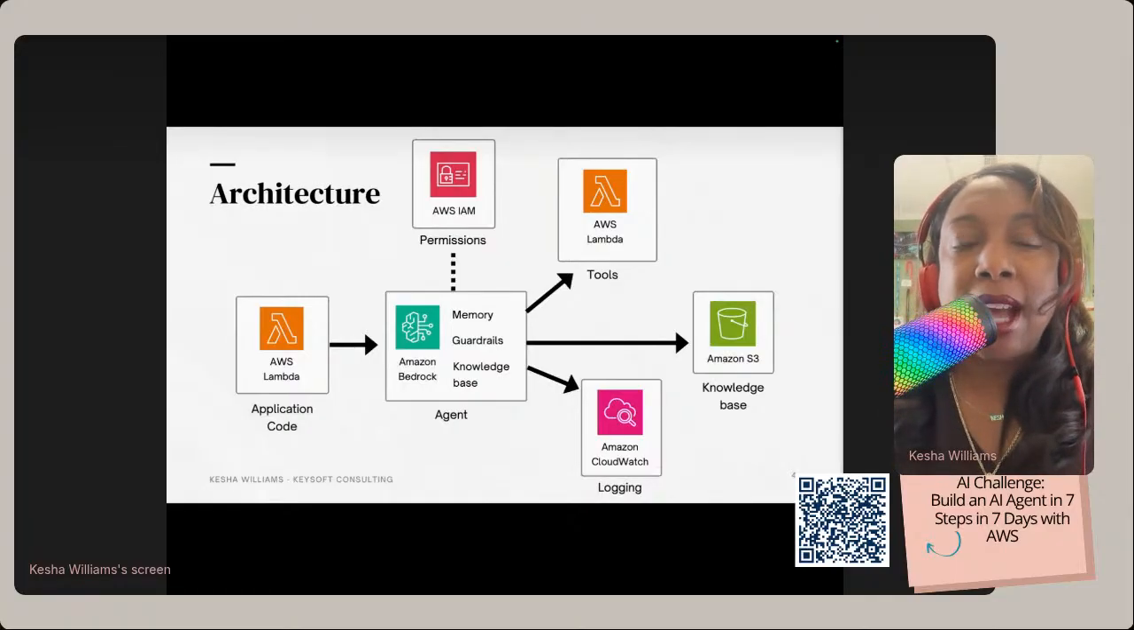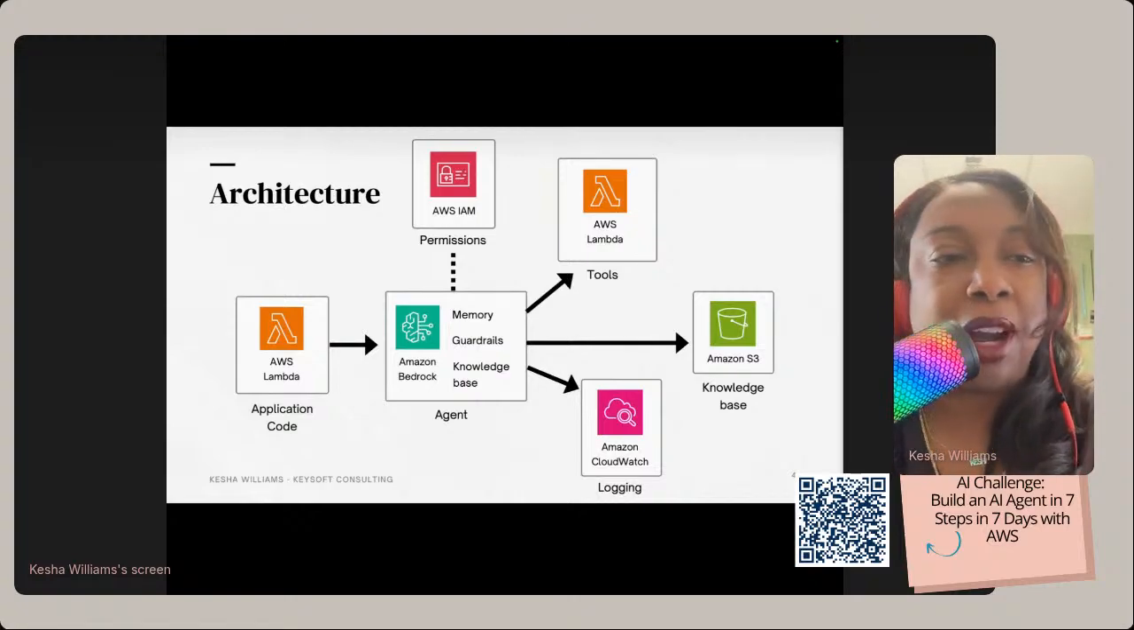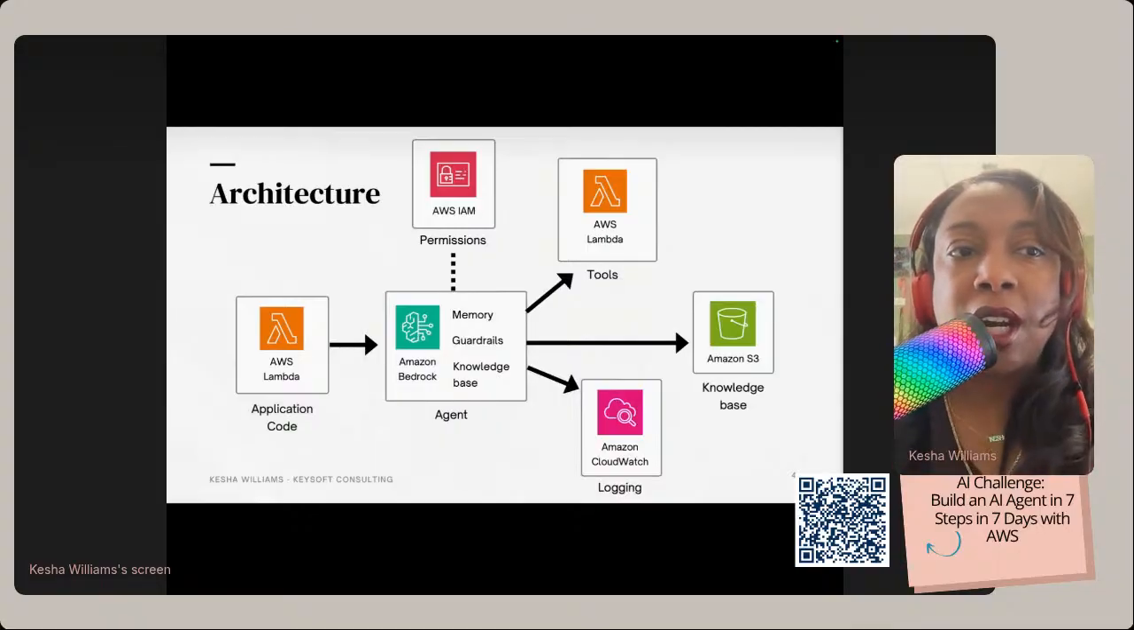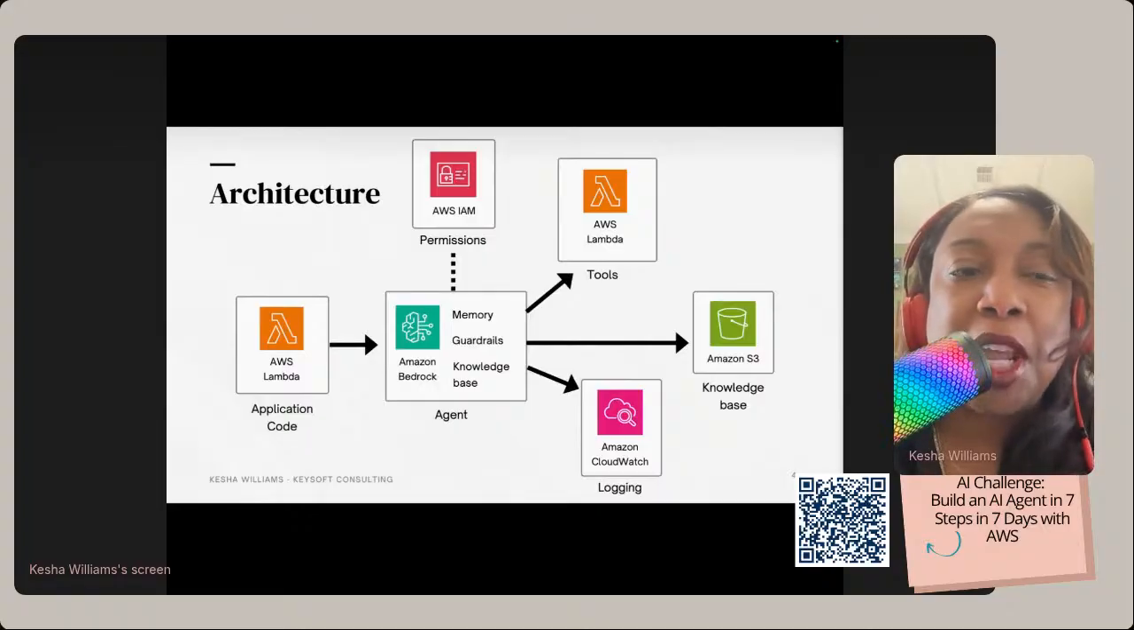And then at the top, we have IAM permissions. So the agent needs permissions to call Lambda. Lambda needs permissions to call Bedrock. Bedrock needs permissions to call CloudWatch. So there, we use IAM all over the place from a permission standpoint.